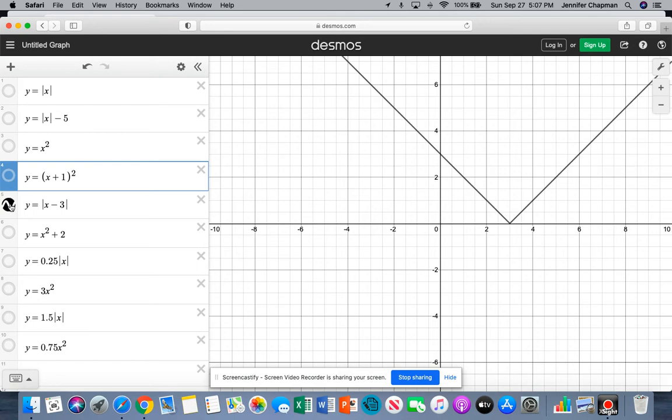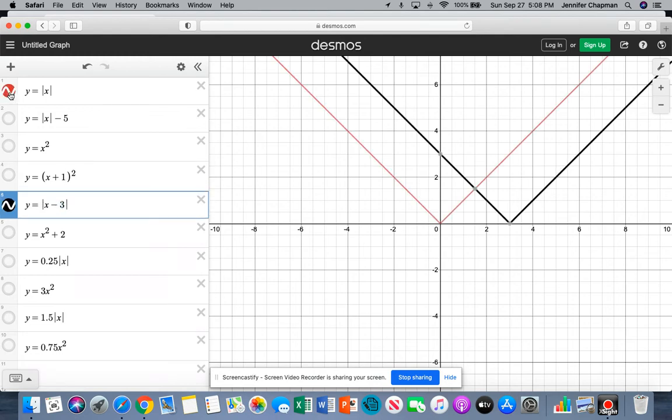Number 20, g of x equals the absolute value of x minus 3. So that's inside the absolute value signs. Let me go click that parent function so you remember what that looked like. So red is the parent. Black is the, I don't know, you call it child function or the transformed function. So every point on that absolute value function got shifted right 3.